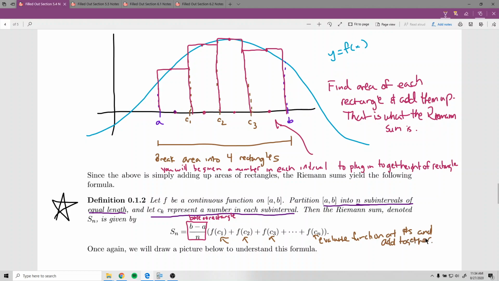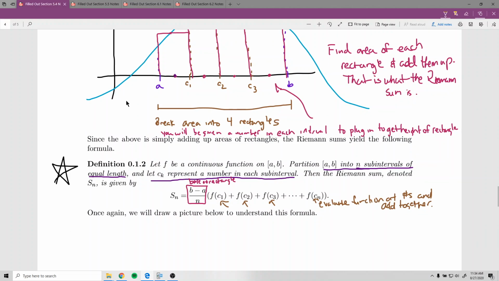Right. So one thing I'm not going to redraw, because I already drew a picture above here to kind of explain it. But one thing I will say is when you work these Riemann sum problems, you'll be given all the information, but it can seem a little overwhelming. So you just want to make sure that you think of the formula in these kinds of words.